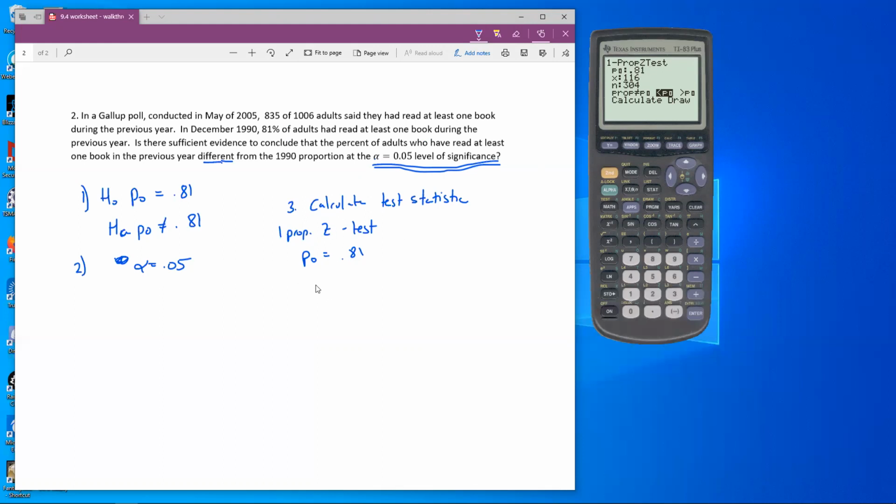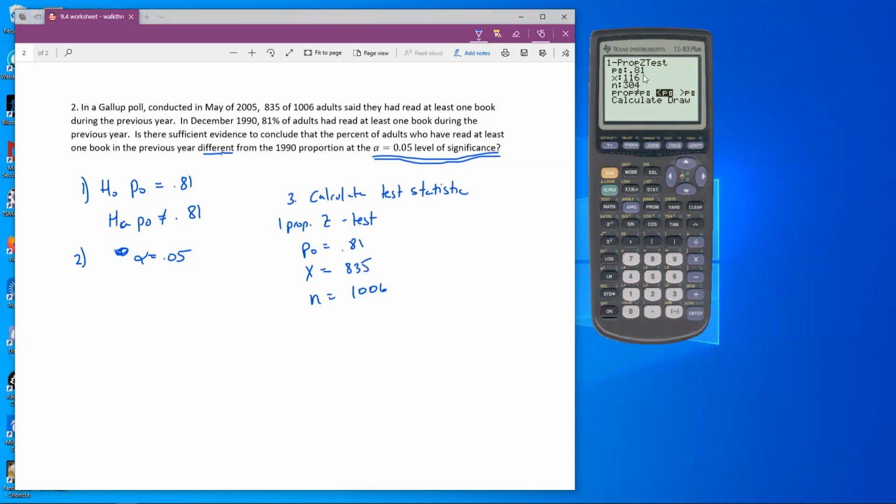Our x was equal to 835. Our n was equal to 1006. So we have 835, we have 1006, and we want not equal to, all right? And then we're going to go ahead and calculate this. So we want p naught is not equal to. So here's our test statistic, 1.61. Our p-value, so this is step 4 here, our p-value is equal to 0.105. We'll just go with that.